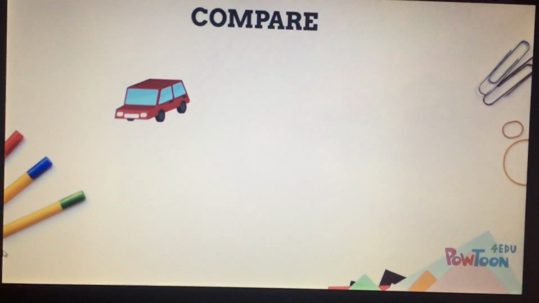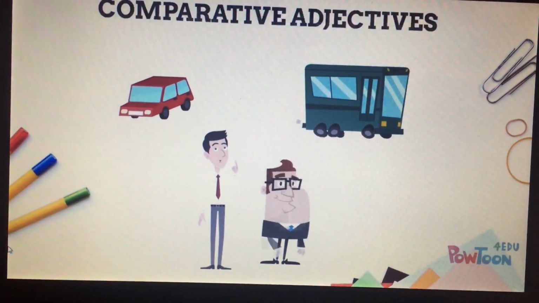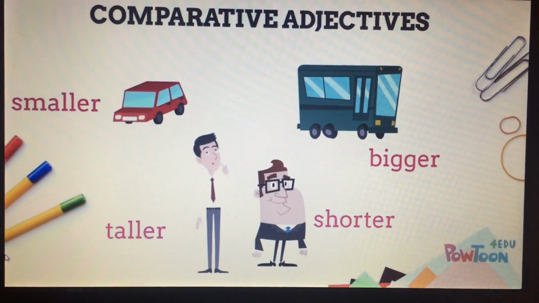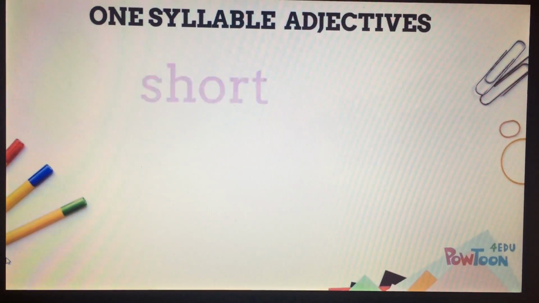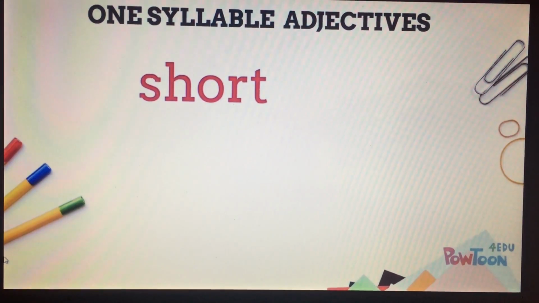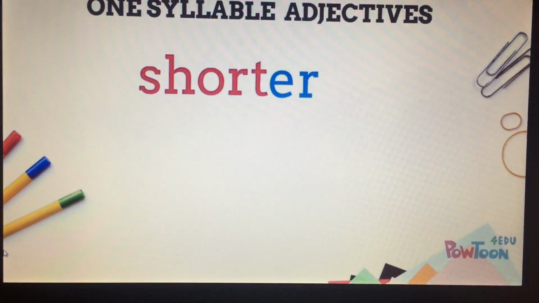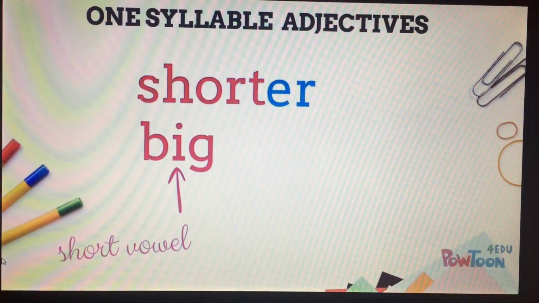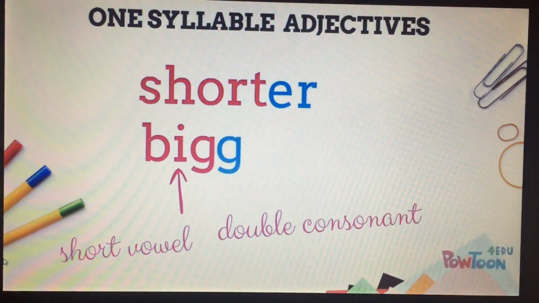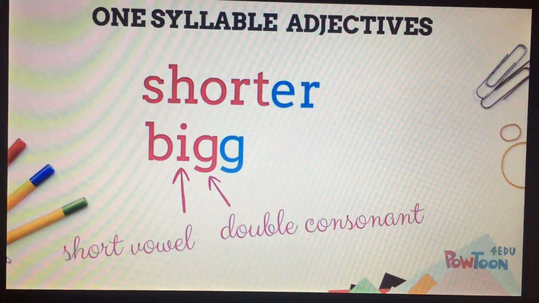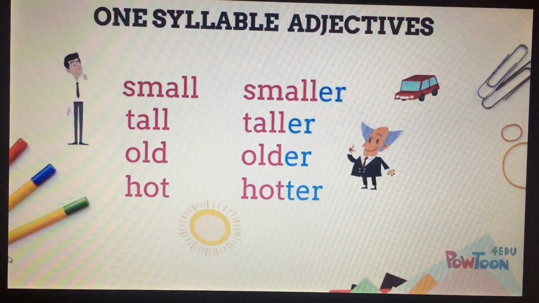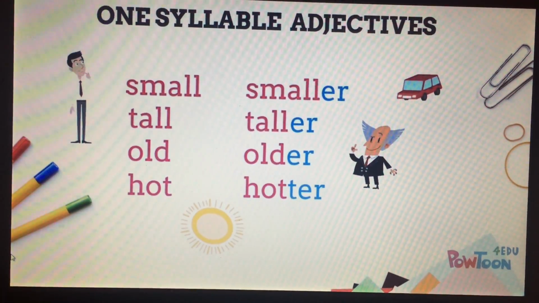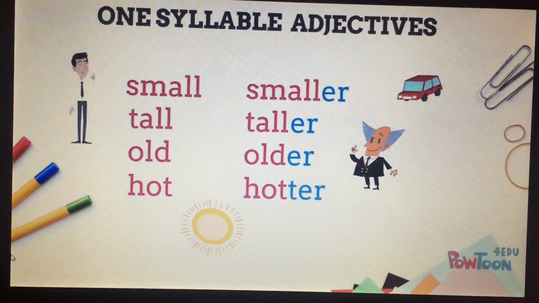We often need to compare different things and people, and to do this we use comparative adjectives, for example, smaller, bigger, taller, shorter. If the adjective has only one syllable, we make its comparative form by adding the suffix er: short, shorter. And if the adjective has a short vowel and a consonant at the end, we need to double the consonant: big, bigger. More examples: small, smaller, tall, taller, old, older, hot, hotter.